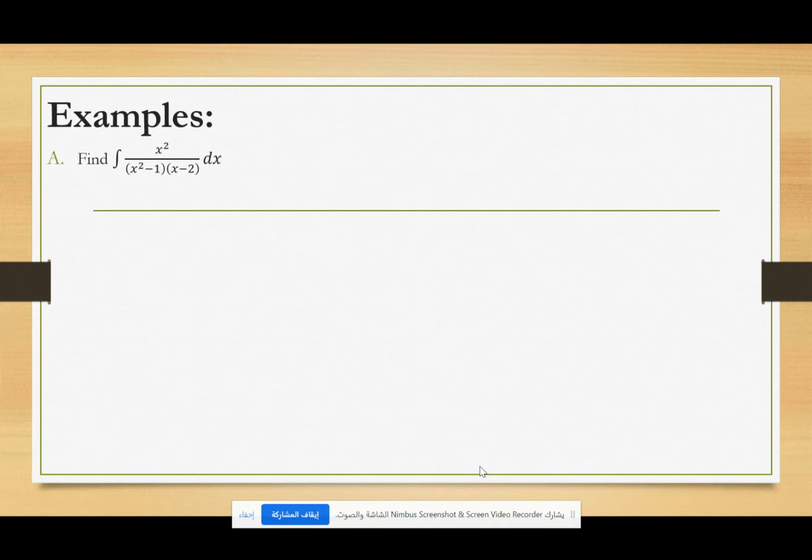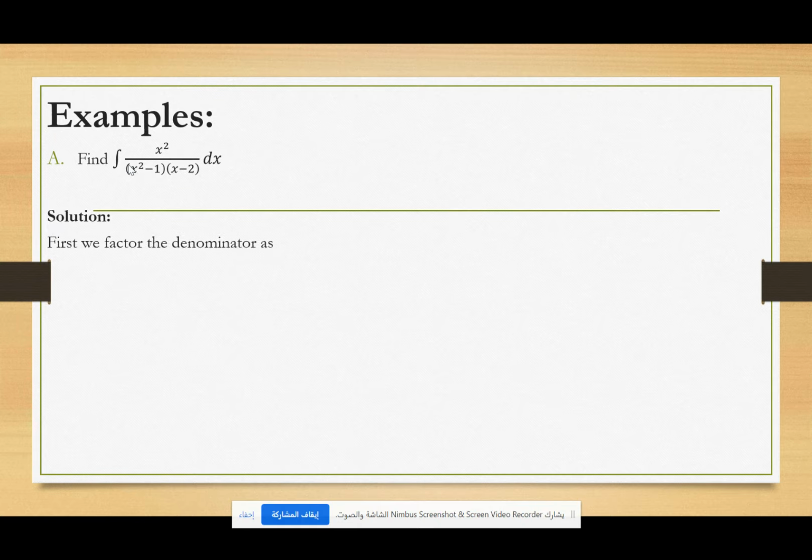The first example is find the integration of x squared over (x squared minus 1) times (x minus 2). Here you can see that you have a partial fraction, and the degree of the numerator is 2 and the degree of the denominator is 3. After you multiply this x by this x squared, it becomes x cubed. That means the whole fraction is proper. Now, how to integrate such a thing?